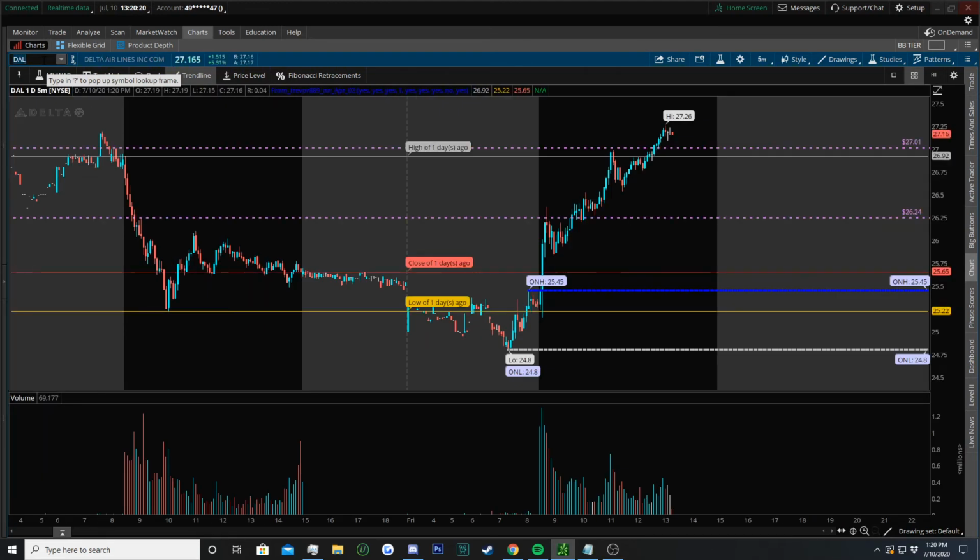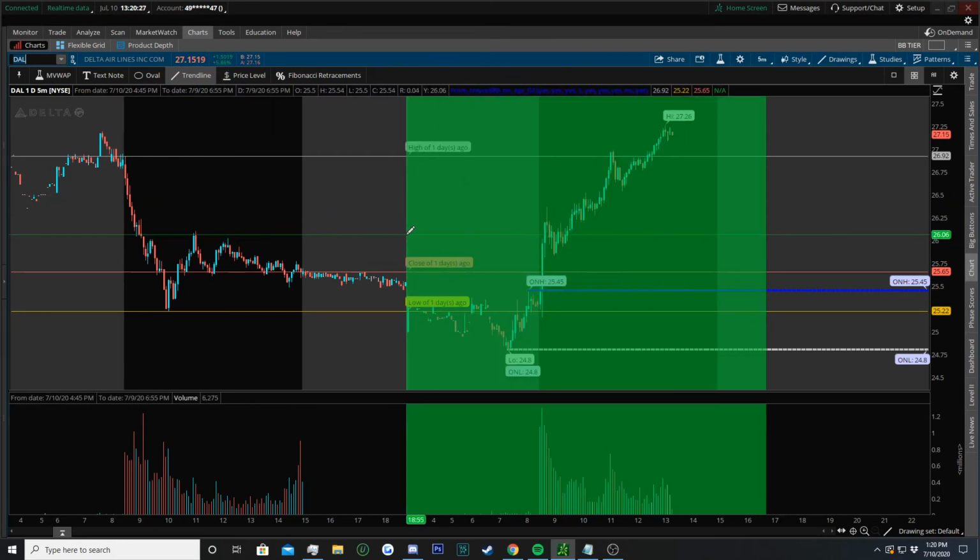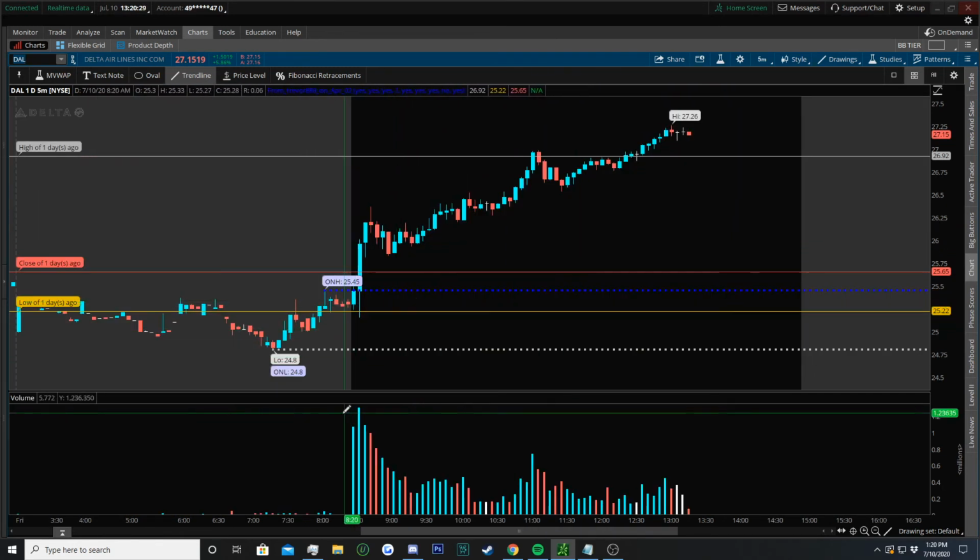Let's see if there are any other plays. Holy shiza. Let's clear the drawing chart on this. Okay, so just from the lines that we get, let's see how we could have played this. Remember, we don't trade the first 10 minutes. So screw those first two candles.